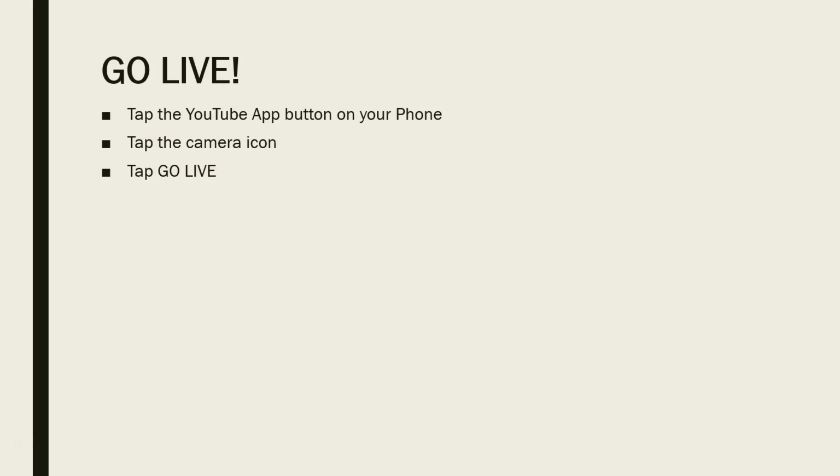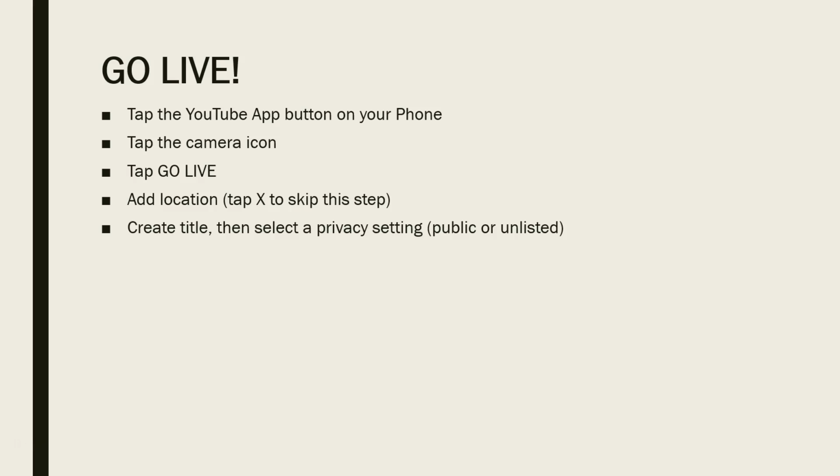Once you go live, to go live, you're going to tap the YouTube app button on your phone, tap the camera icon, go live, add location if you want. If you don't, click X, then create your title and select privacy setting. So if this is one where you're paying people, you want to set it to private or unlisted. But if you're just in the beginning getting started, you want to make sure that it's public.